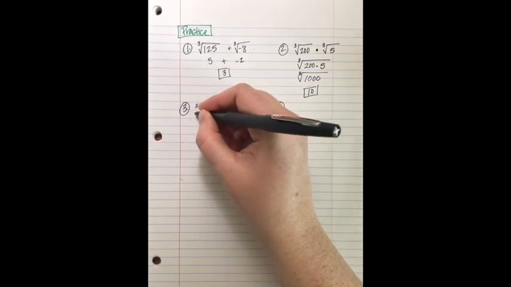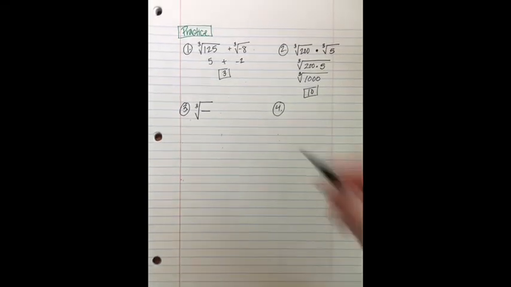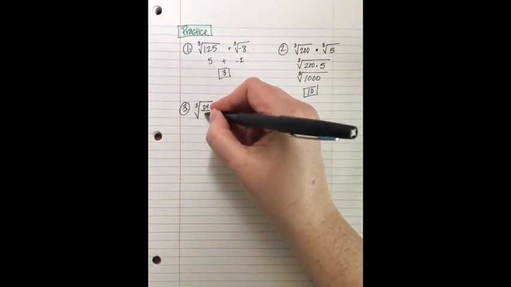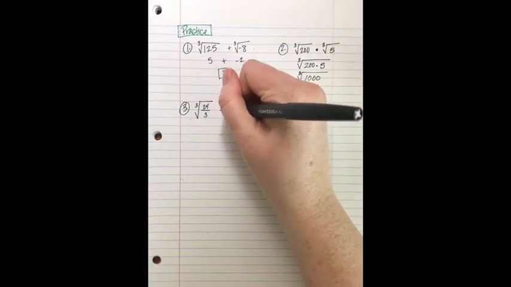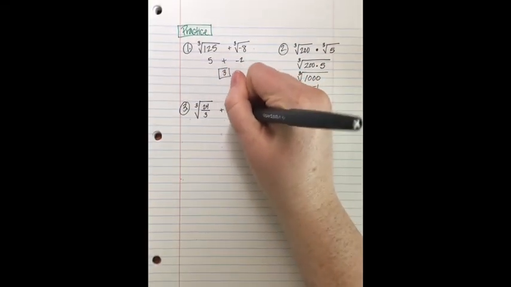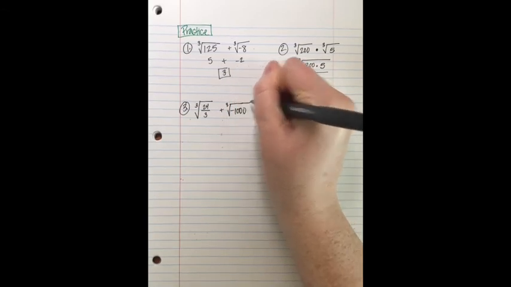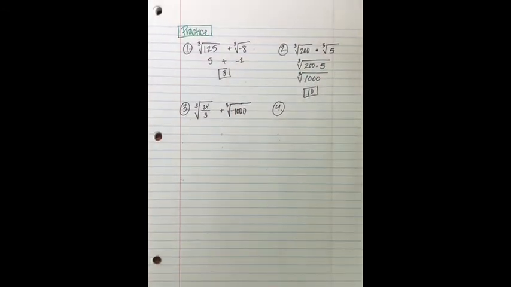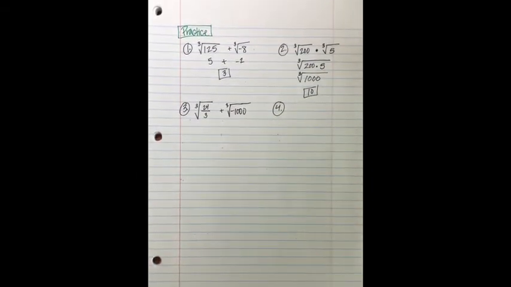We're going to take the cube root of a fraction. Don't freak out. 24 over 3. And then we're going to add that to the cube root of negative 1,000. Highly encourage you to pause the video. Try it out without me. Okay.